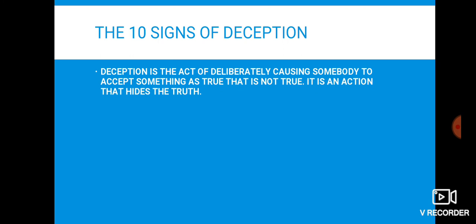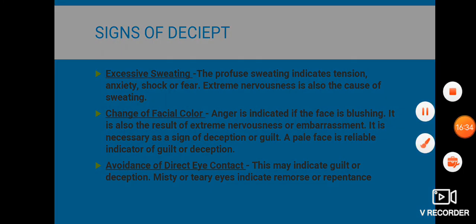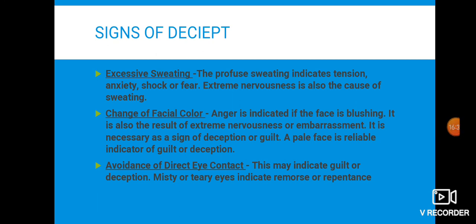Number 1. Signs of deception. Number 1 is excessive sweating. The profuse sweating indicates tension, anxiety, shock, or fear. Extreme nervousness is also the cause of sweating. Next, change of facial color. Anger is indicated if the face is blushing. It is also the result of extreme nervousness or embarrassment. It is necessary as a sign of deception or guilt. A pale face is a reliable indicator of guilt or deception.